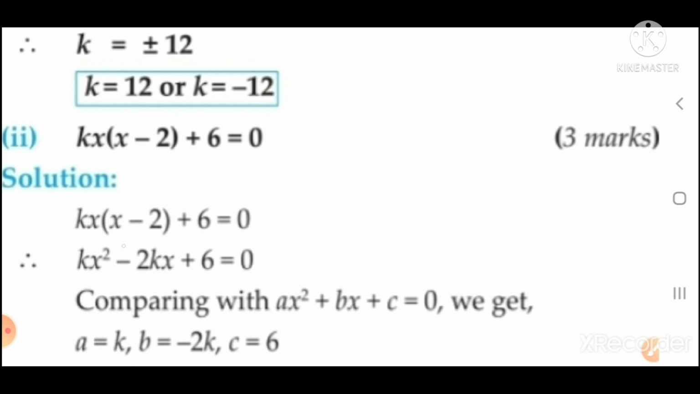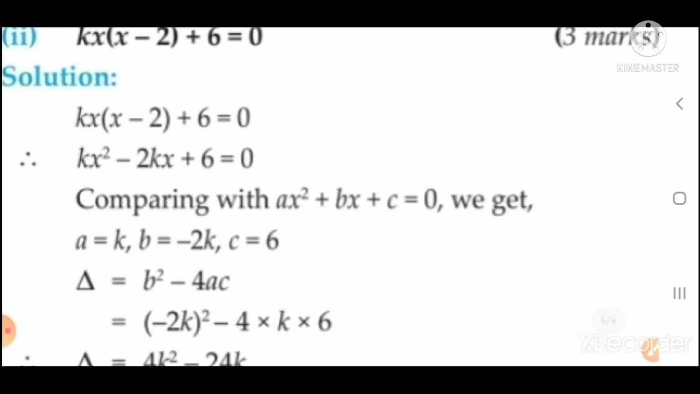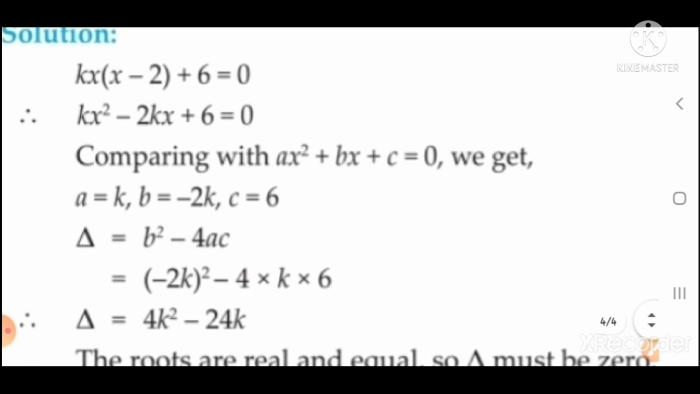So here also what you will do, first of all you will solve this bracket. So kx into x becomes kx square, minus 2 into kx becomes 2kx, plus 6 is equal to 0. Now once you got this standard form of quadratic equation, compare it with the standard form and get the value of a, b and c. A is k, b is minus 2k, and what is the value of c? It is 6.